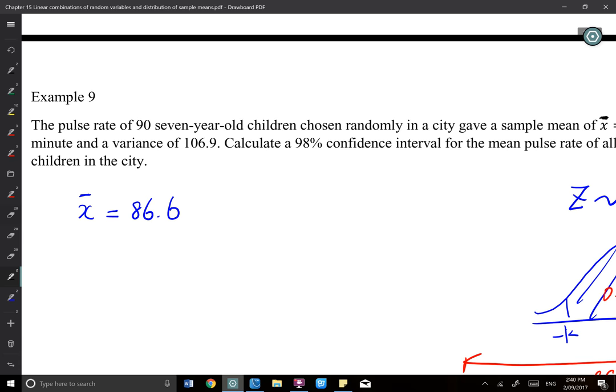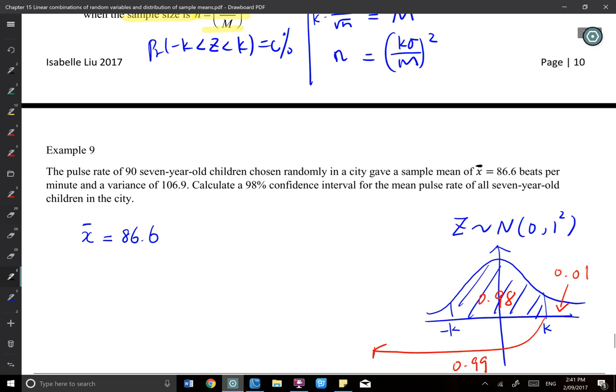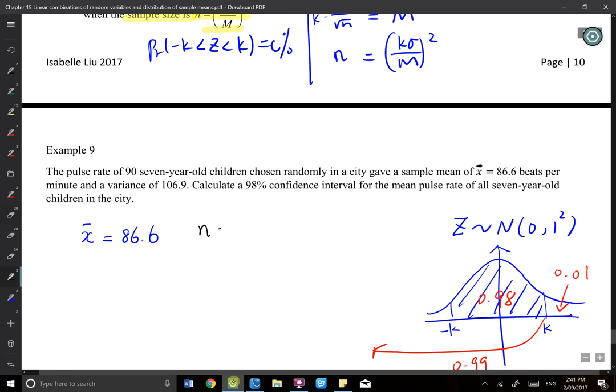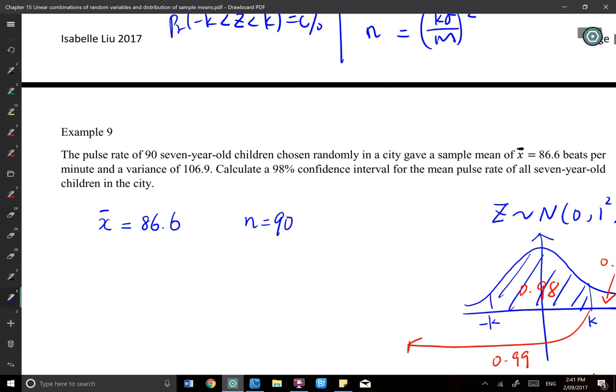So for this question, X bar is 86.6. That's a group of observations, an average. How many people do I have? I have 90 children, so my n is 90. I'm collecting a group of 90 children, adding them, dividing by 90, and finding this average. That's my sample mean. I'll use this to estimate where my true mu is.